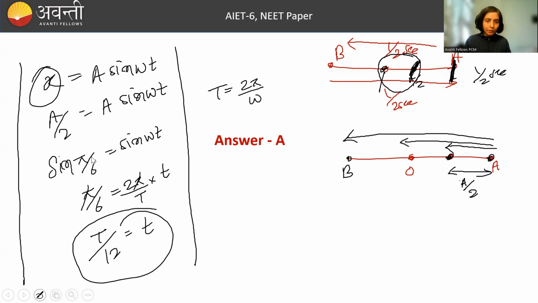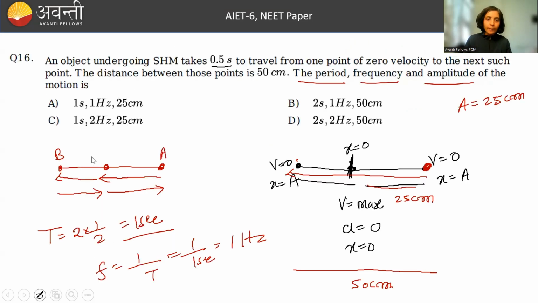And here I directly used the unitary method because the time from one extreme to another extreme is given. So from that extreme to the other one again, it will take half a second. There is so much symmetry here, that is why I used it. Again, here also you can use the equation and you will get the same answer.